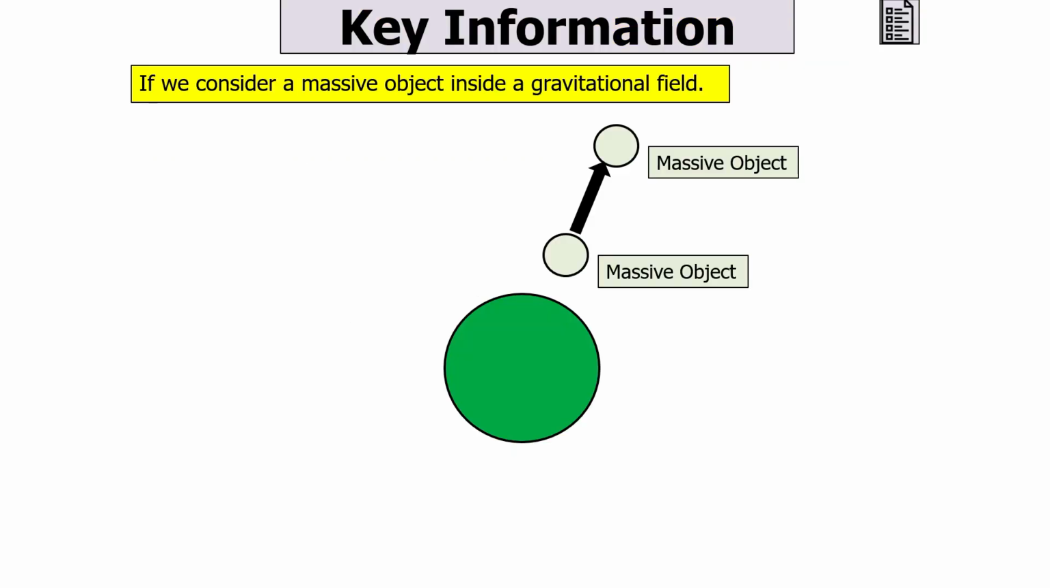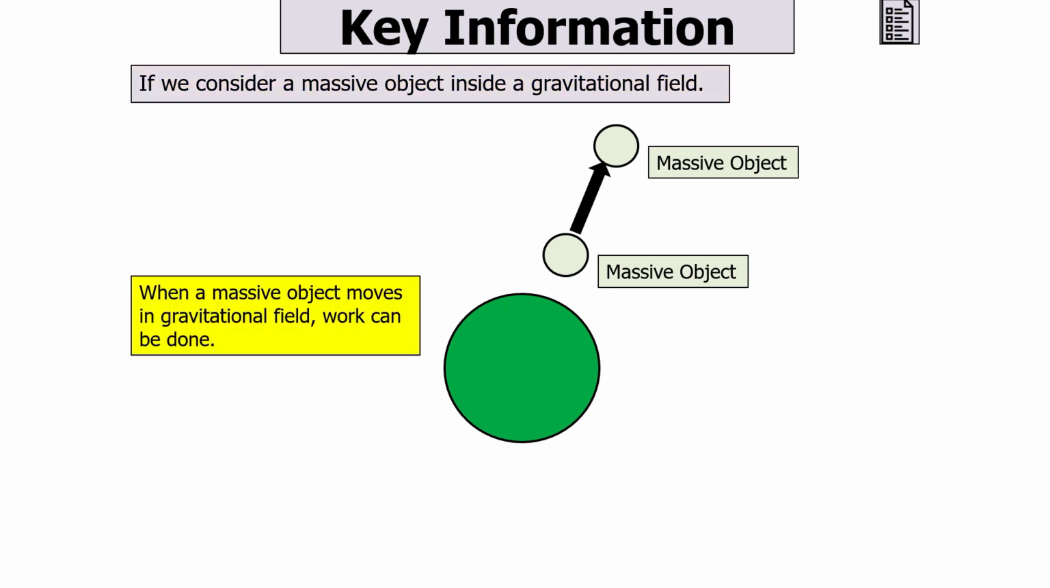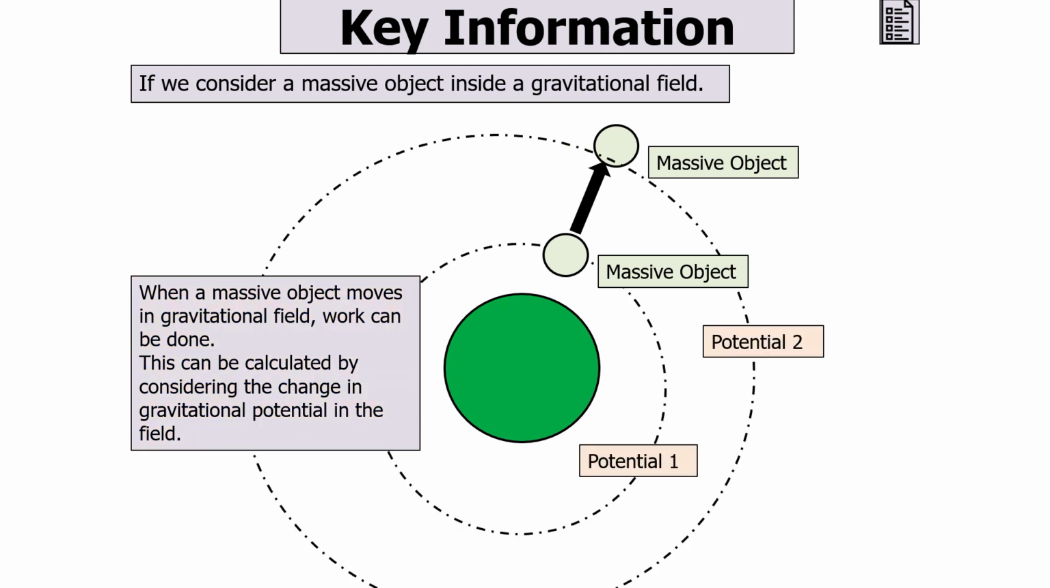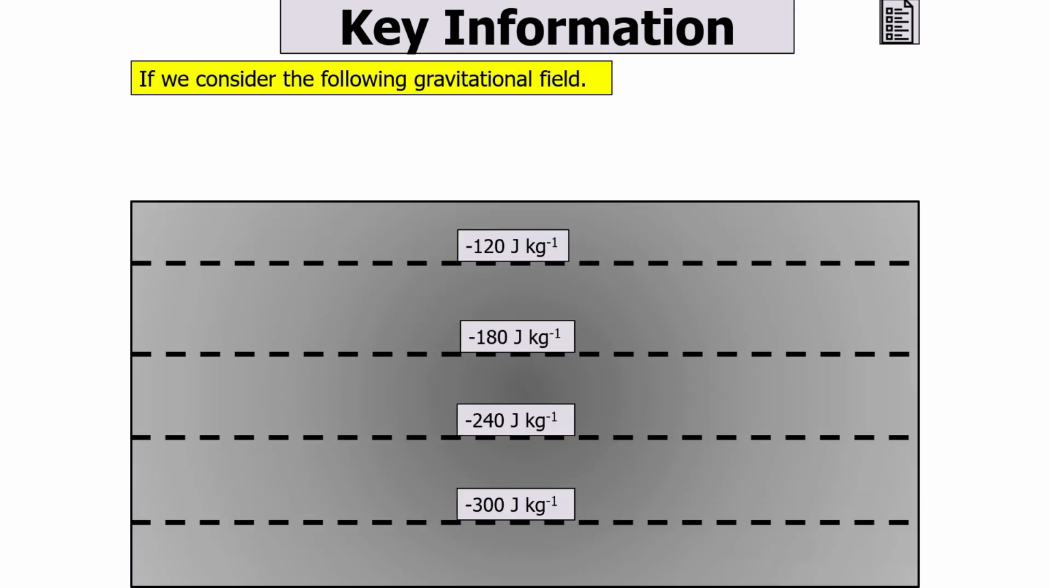So if we consider a massive object inside a gravitational field, when a massive object moves in a gravitational field, work can be done. Now this can be calculated by considering the change in gravitational potential in the field. So as you can see here, when an object moves between different potentials, work can be done. Now if we consider the following gravitational field.